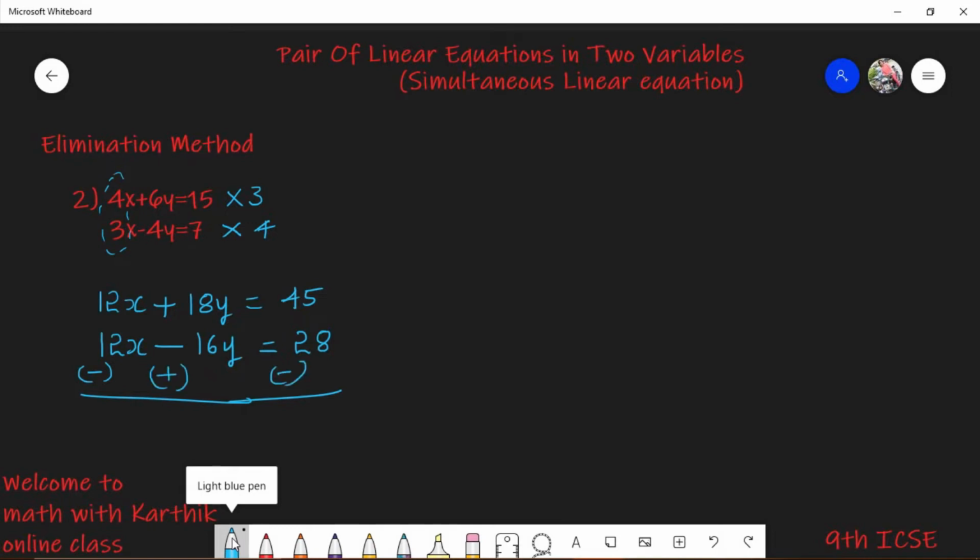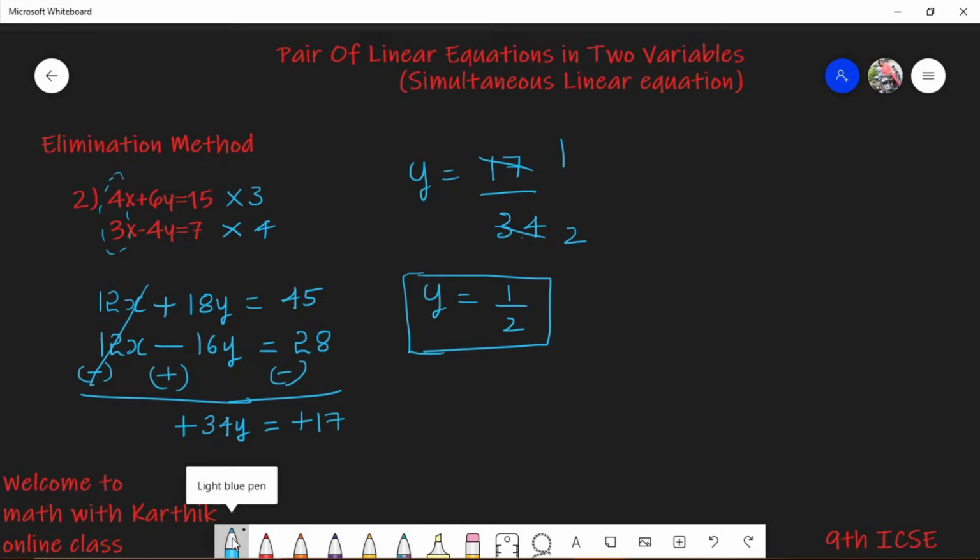So now plus 12x minus 12x cancels. Now plus 18y plus 16y, that is plus 34y, will be equal to plus 45 minus 28, that is plus 17. So y will be equal to 17 divided by 34. Now 17 times 1, 17 times 2. So y will be equal to 1 divided by 2.